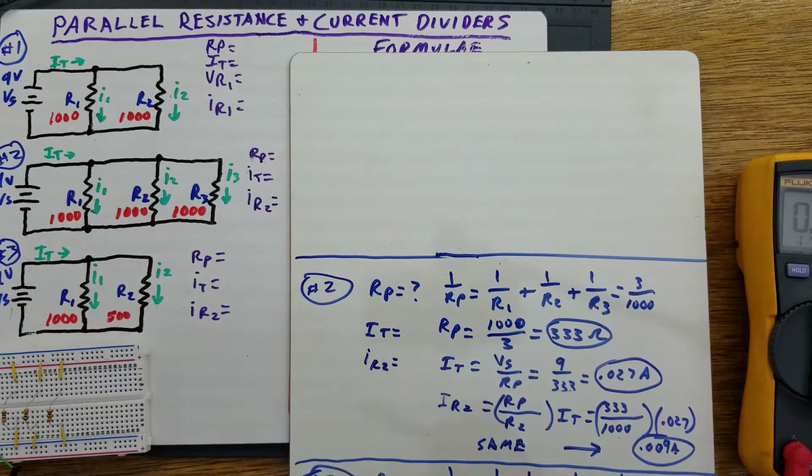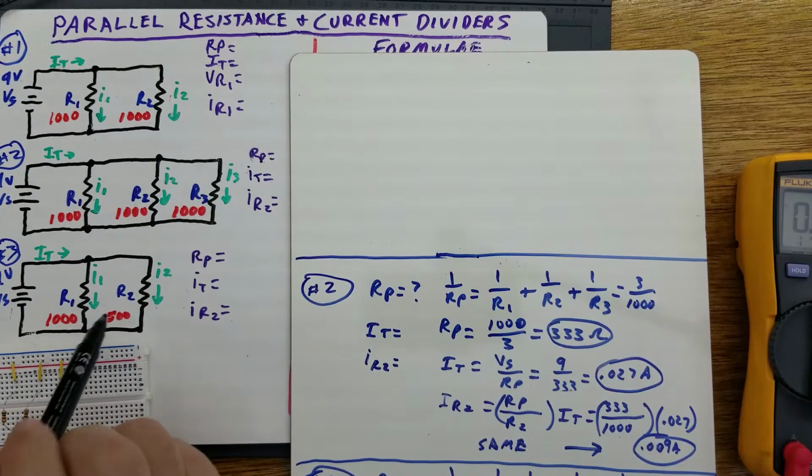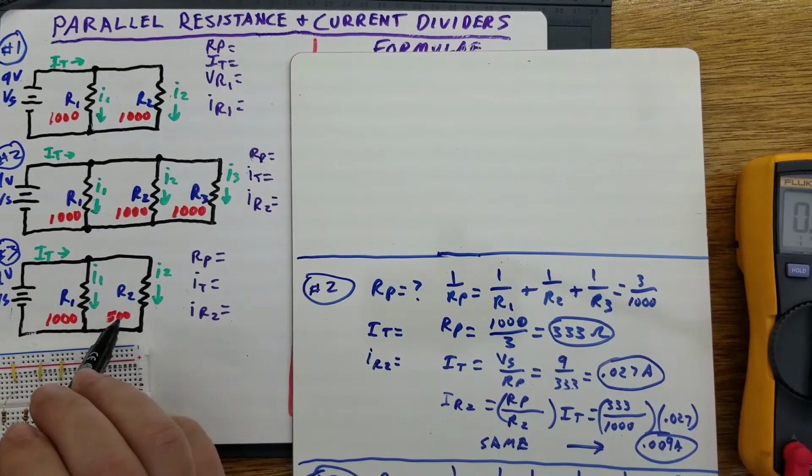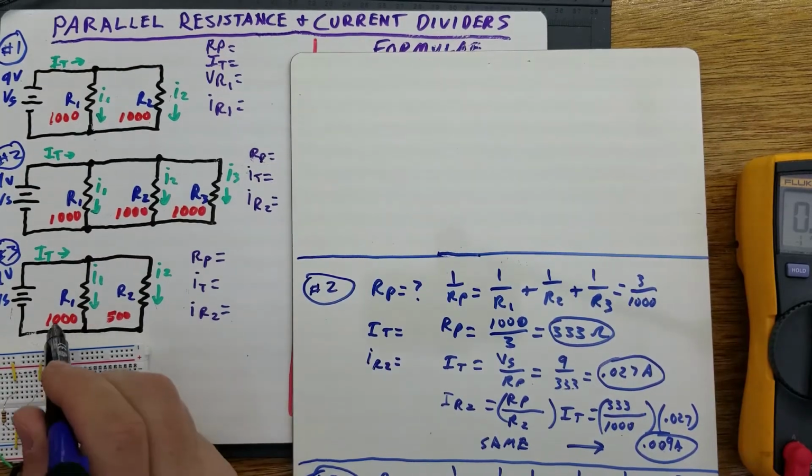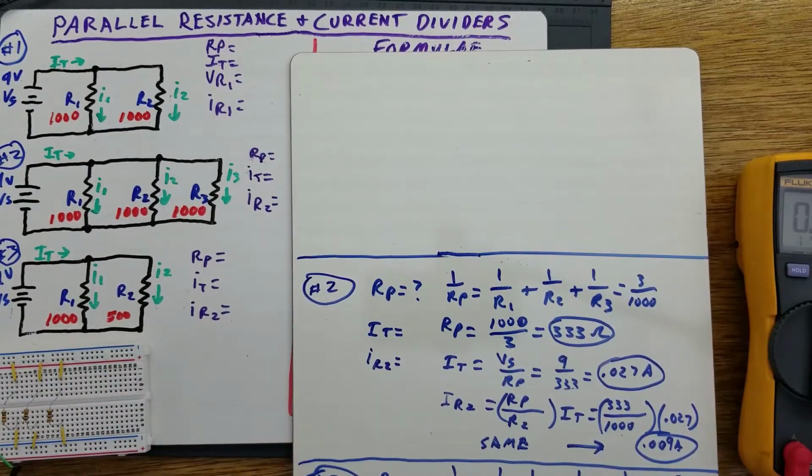So let's do one last circuit right here. This is going to have 2 resistors in parallel, but these aren't going to be the same value. One's going to be different. So you got 1,000 over here, you got a 500 ohm resistor over here.